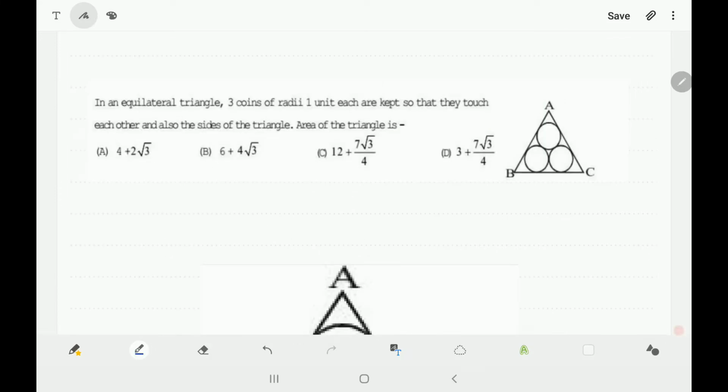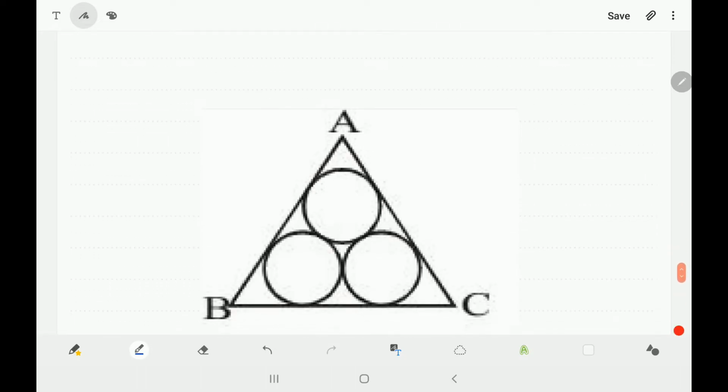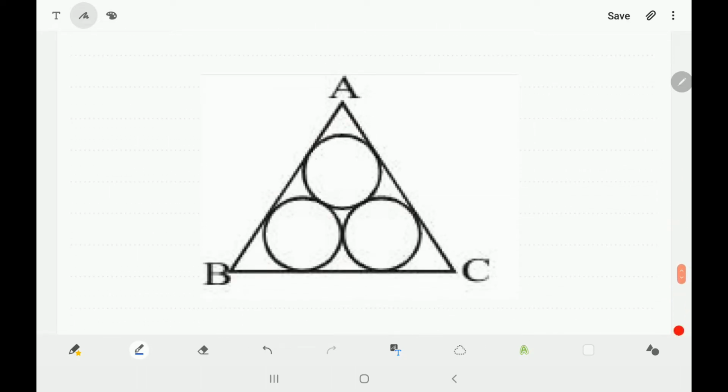In this problem, an equilateral triangle is given and we have to find the area of this triangle ABC. There are three coins which are kept inside this triangle. They are touching each other, and they are also touching two sides of the triangle. The radius of each circle, or each coin, is 1 unit. So let's try to find out with the help of trigonometry.